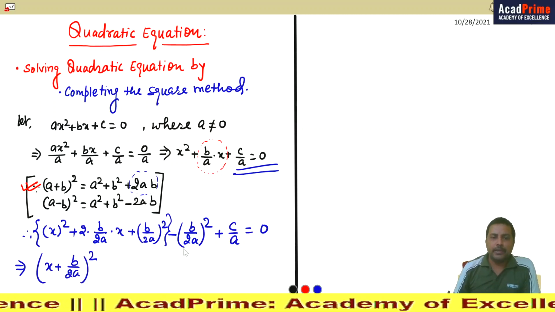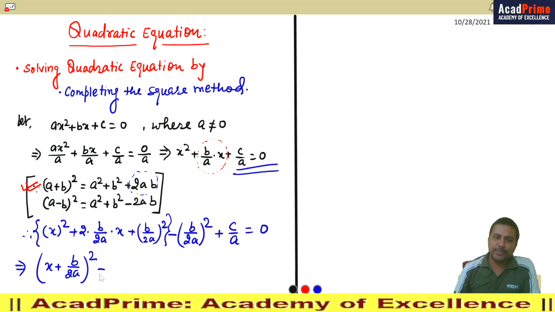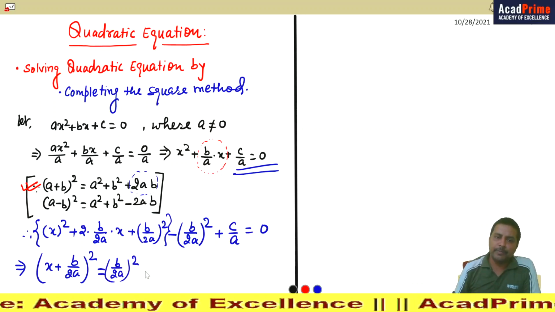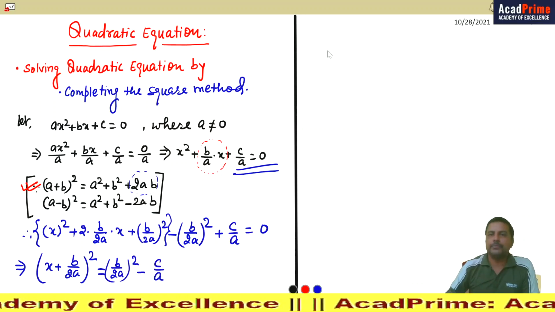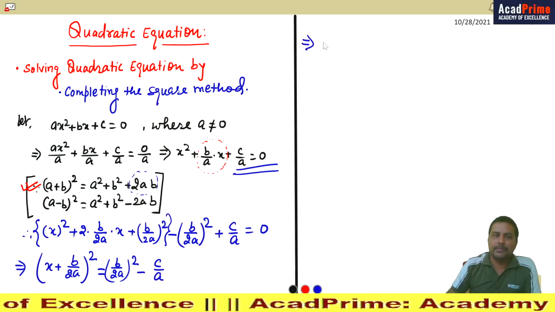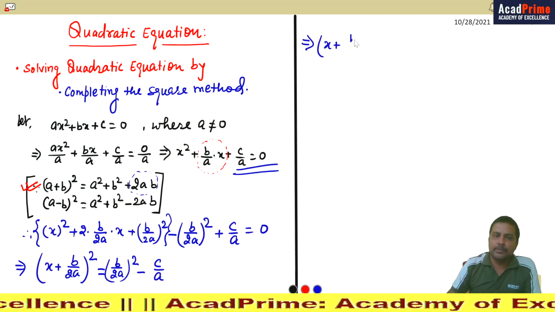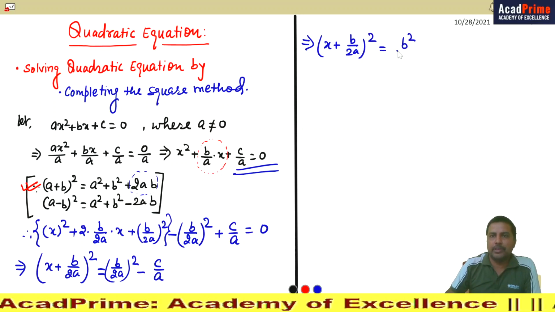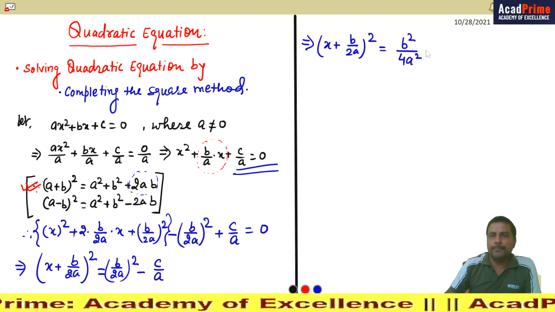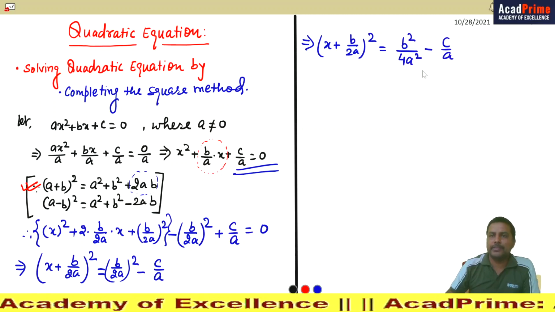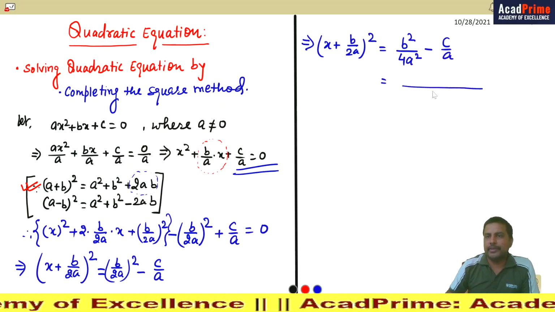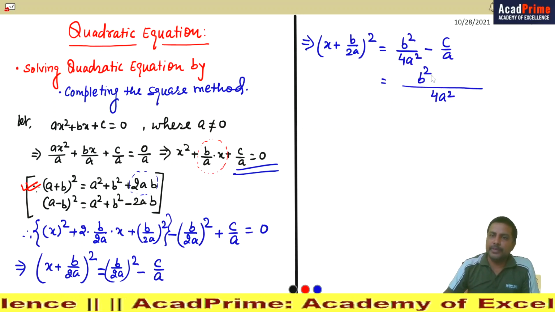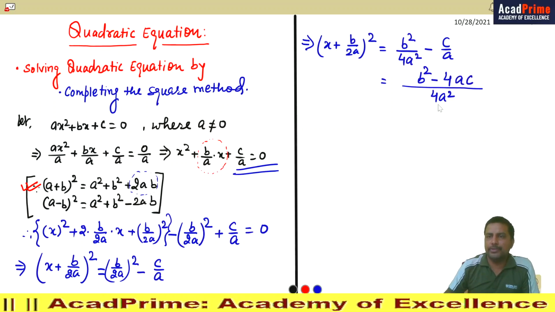Okay, and I'm just taking the rest of the terms to the right hand side of the expression, so it will be b by 2a whole square minus c by a, or we can write it as x plus b by 2a whole square is equals to b square upon 4a square minus c by a. Now taking the LCM on the right side of the expression, we are getting 4a square as the LCM. Now solving this, we are getting b square minus 4a into c.